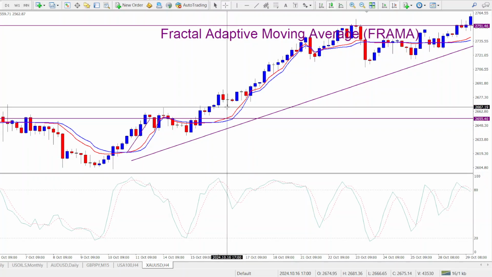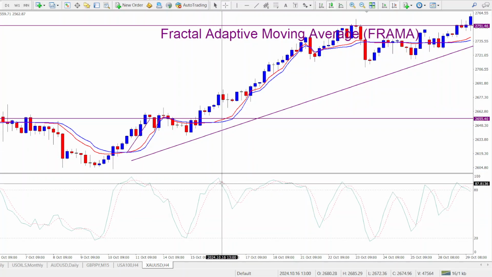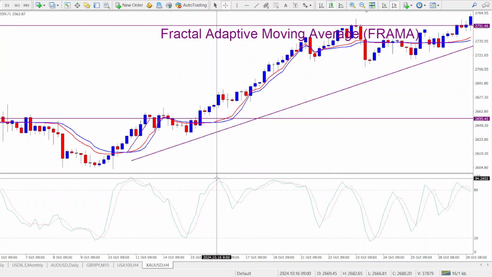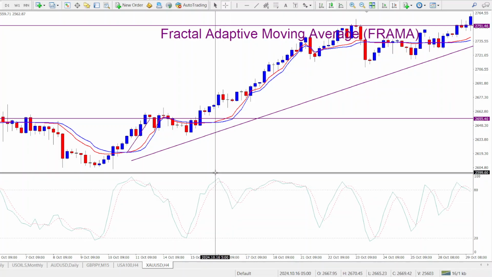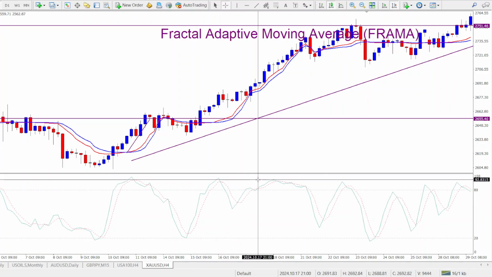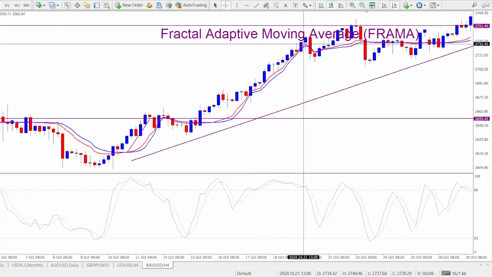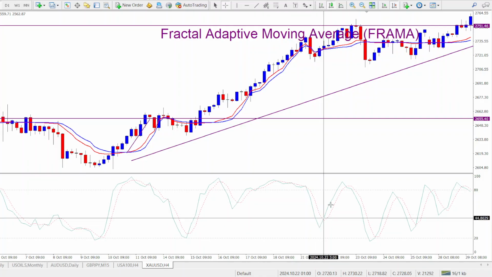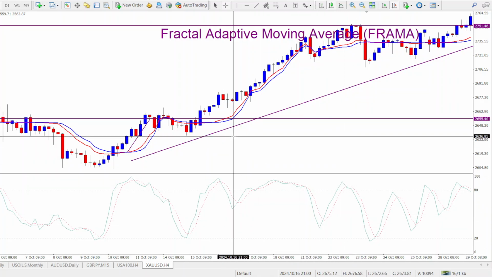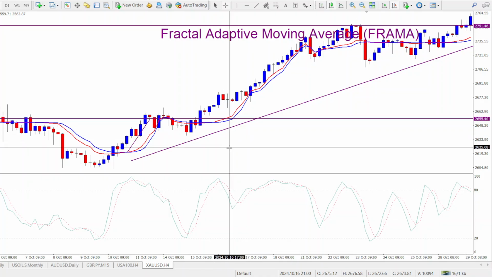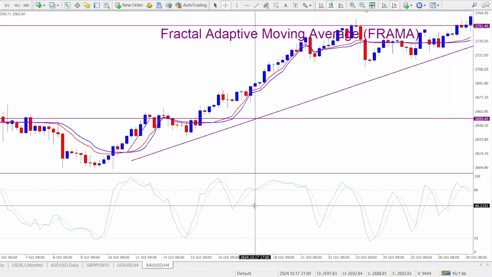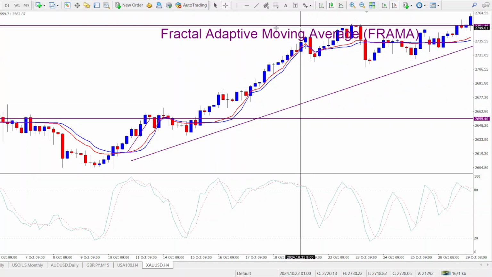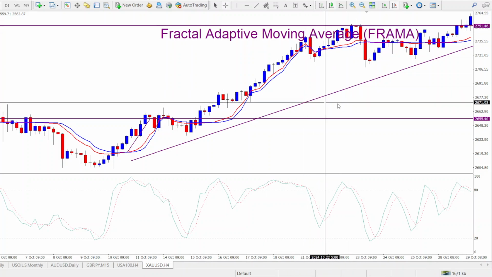So in this situation, you might find the stochastic in overbought territory, but the trend is still ongoing. You can see just a little pullback resulted in this move, and then it entered overbought again, and you can see the trend was still ongoing. And even at this point, we had the stochastic coming down, and it entered the overbought again. So when you are in a trending market, I will not recommend using the stochastic for your exit. Instead, use the Fractal Adaptive Moving Average or your resistance levels for your exit.